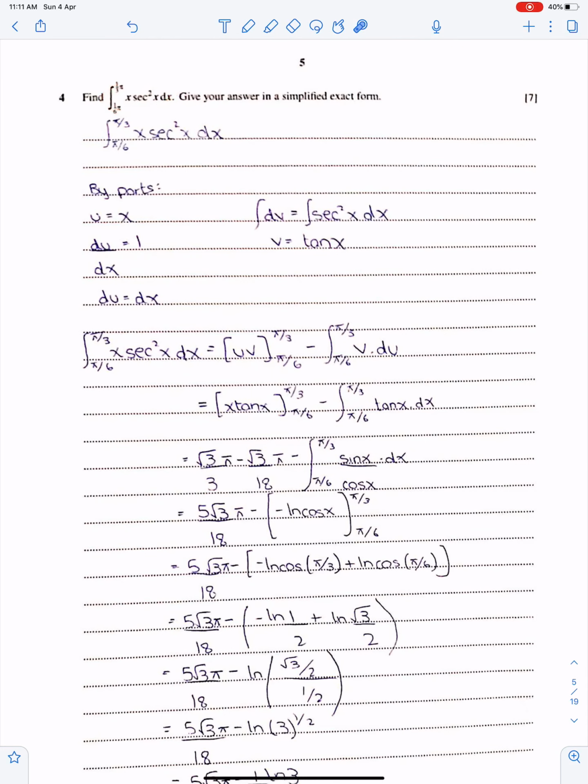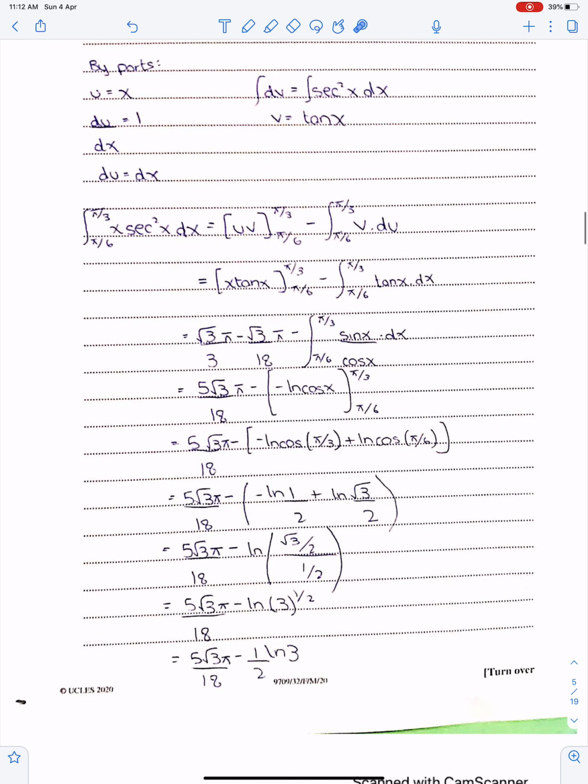This is by parts. This is u and this is dv. You know the integral of sec square is tan. This is the by parts formula, uv minus integral of v du. How to integrate tan x, this is very important. We write tan x as sine upon cos and then we use basic formula 2. So according to basic formula 2, this will become ln cos x upon minus 1 because the differential of cos is minus sine x. So negative ln cos x is here. Now apply the limits and do the calculation carefully.